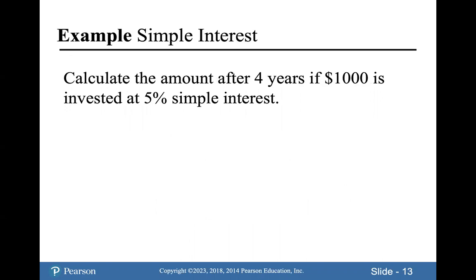All right, so in this example, we'll calculate the amount after 4 years if $1,000 is invested at 5% simple interest. F is equal to 1,000 times the quantity 1 plus 4 times 0.05, which comes out to $1,200.